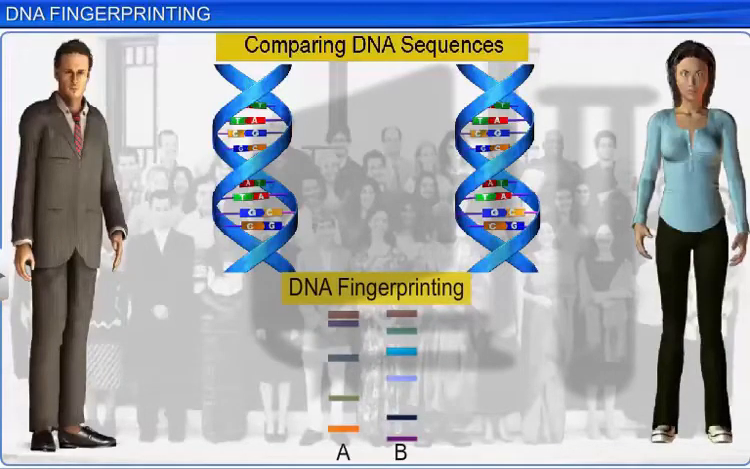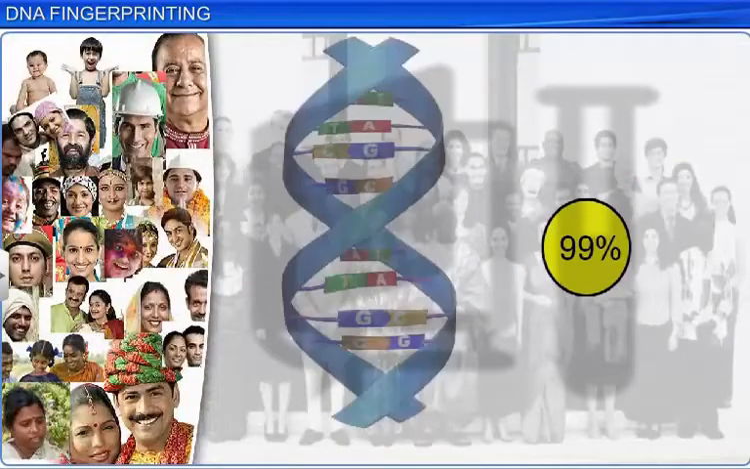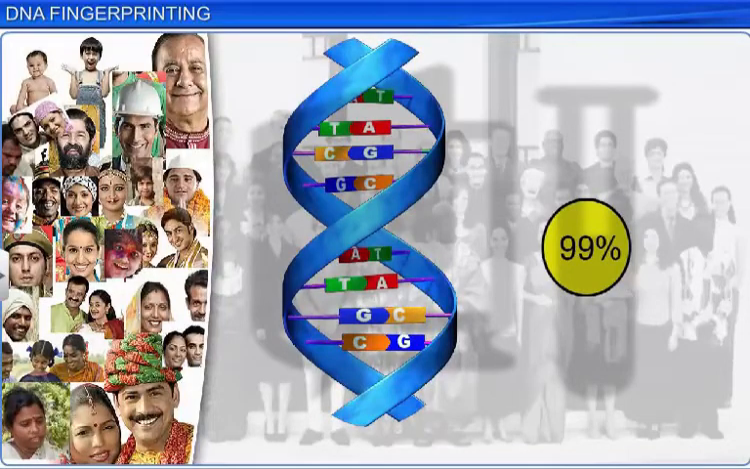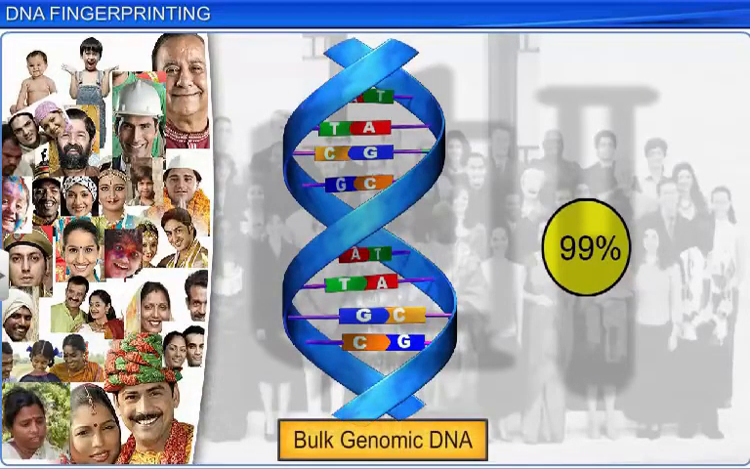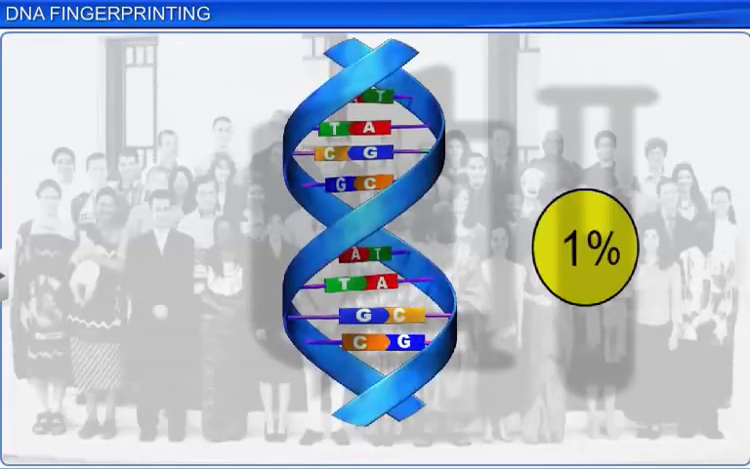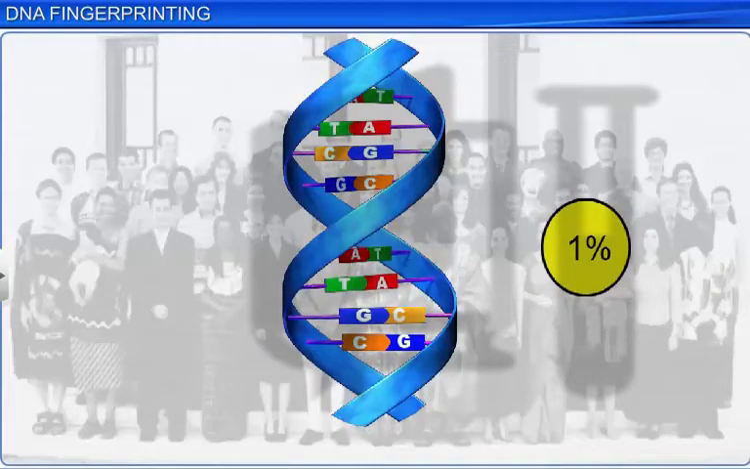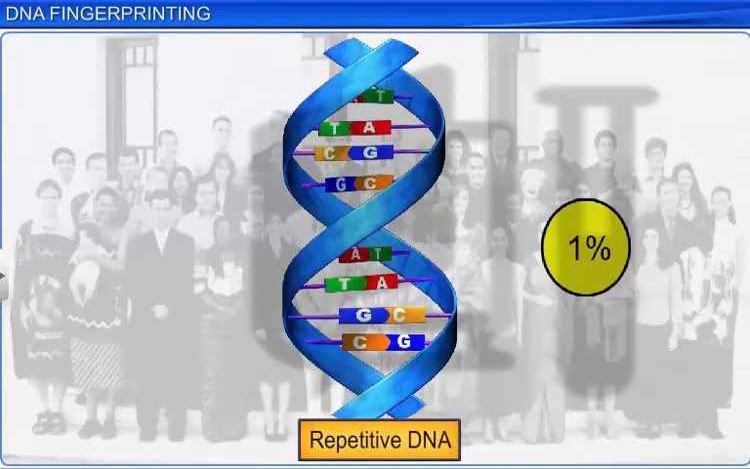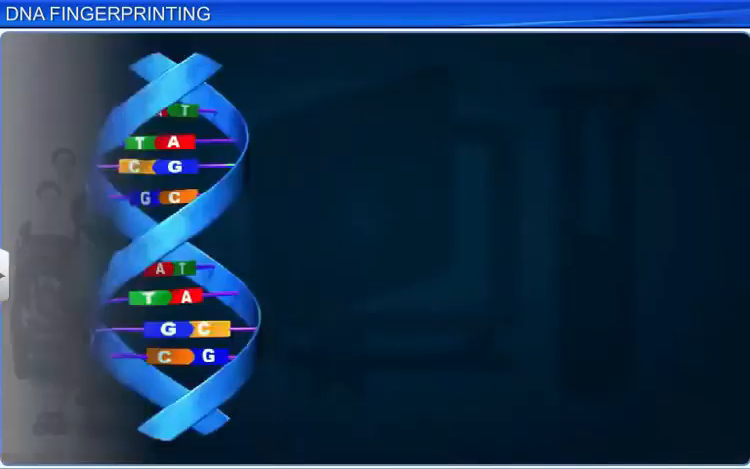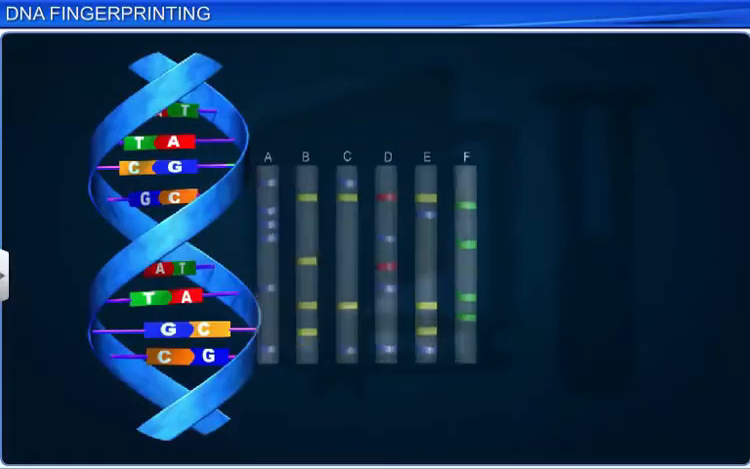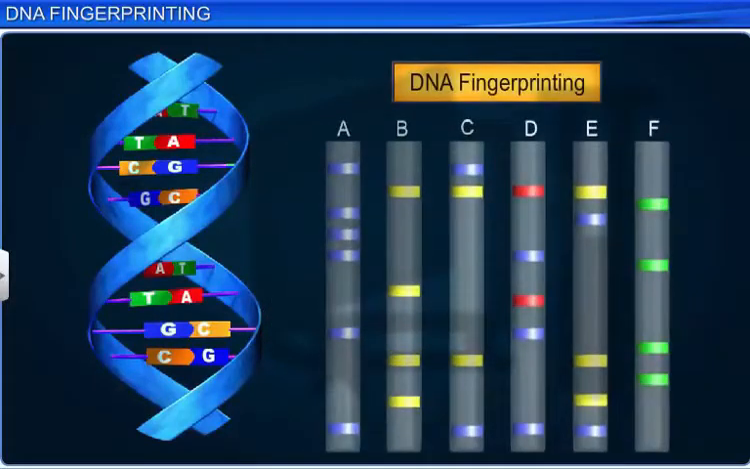In human beings, 99% of DNA base sequences are identical and are known as the bulk genomic DNA. The remaining 1% DNA base sequences differ and are present as a small stretch of repeated sequences known as repetitive DNA. DNA fingerprinting identifies the differences in this region.